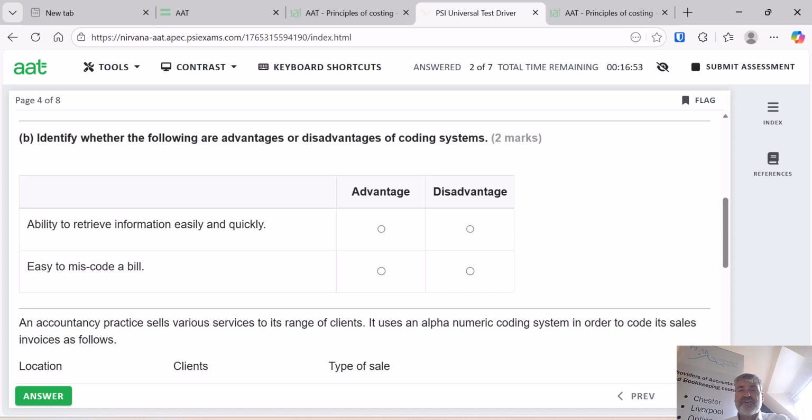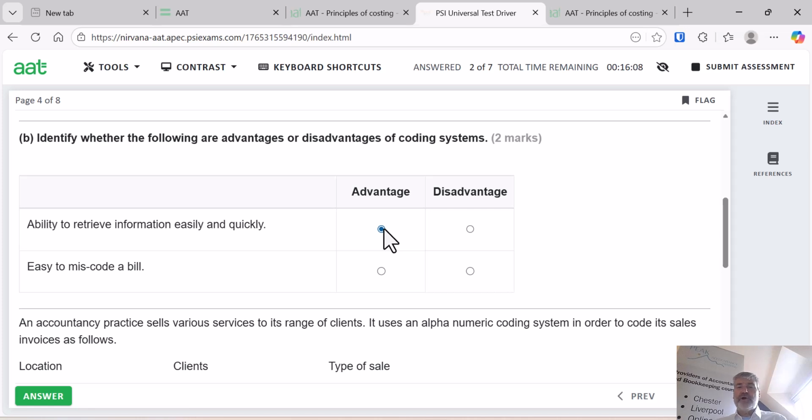So we need to answer a question on advantages and disadvantages of having codes. Basically, do they enable us to retrieve information easily and quickly? Just think of the nominal or the general ledger account codes, being able to pull a report from those systems by doing a search for particular account codes. It is a distinct advantage. Think how long it would take us to pull a report together if we were going down our account hierarchy, for example, just looking for the name of the account rather than the code.